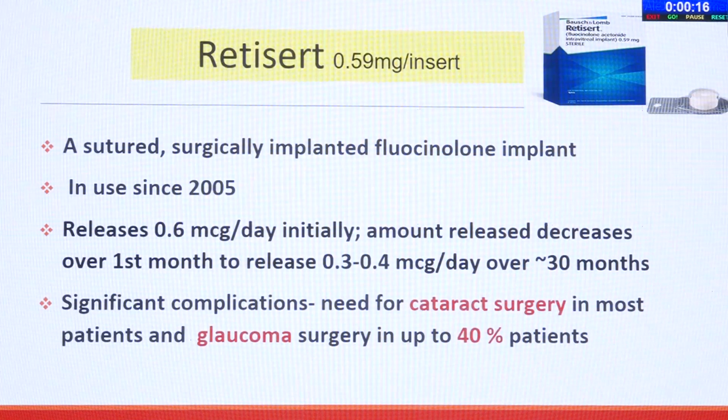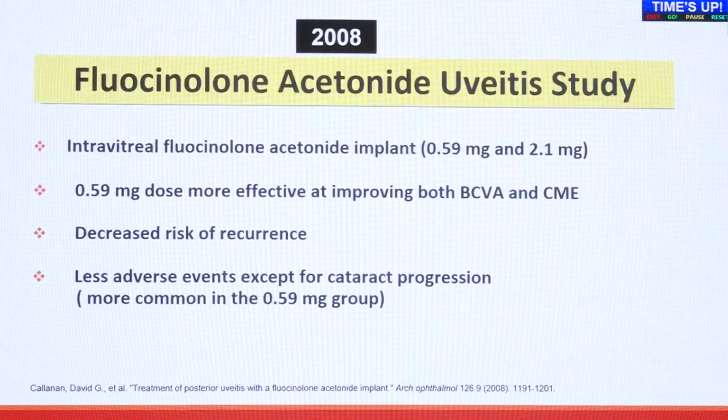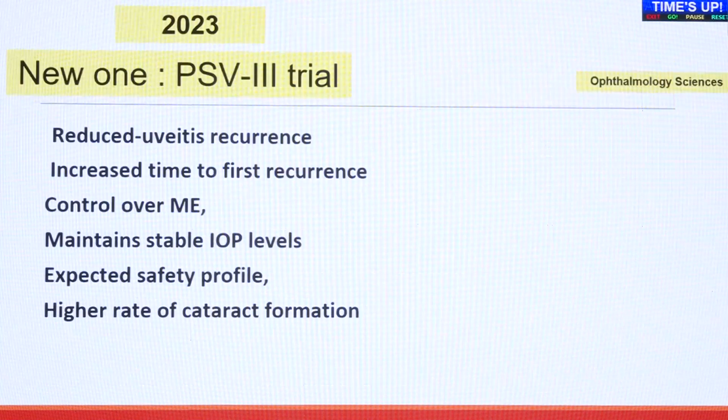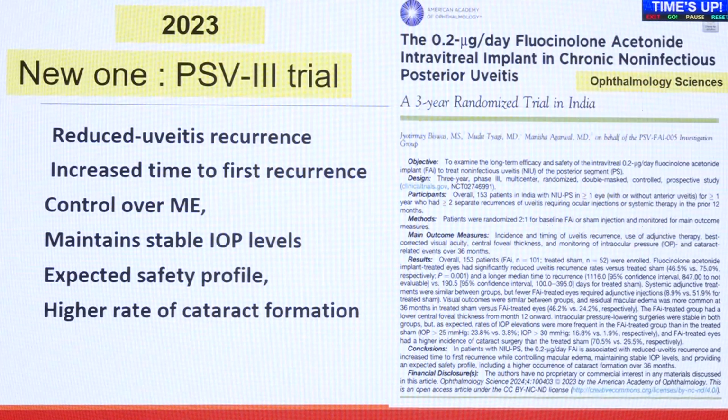There is 100% cataract in patients and 40% glaucoma, and this glaucoma is intractable. Most of them require surgery. I asked Glenn Jaffe, he said that he doesn't see that much glaucoma, but a lot of my patients got a significant loss of vision due to the glaucoma. The fluocinolone acetonide uveitis study gave the intravitreal fluocinolone acetonide implant 0.5 milligram, which decreased the risk of recurrence, with fewer adverse events than the Retisert. So we had participated in the trial. Manisha and myself are co-authors of this study.